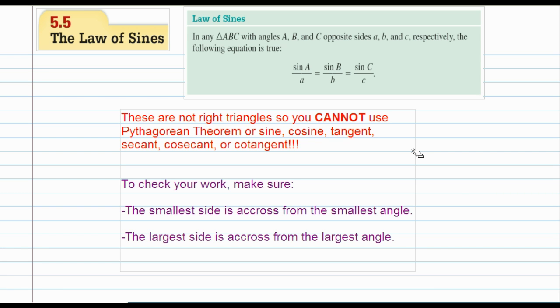A couple rules to follow are the smallest side is always across from the smallest angle, and the largest side is always across from the largest angle, and then by default the medium side is across from the medium angle.